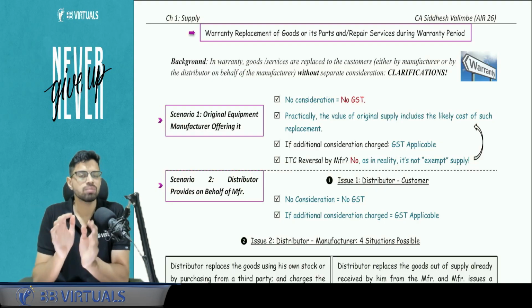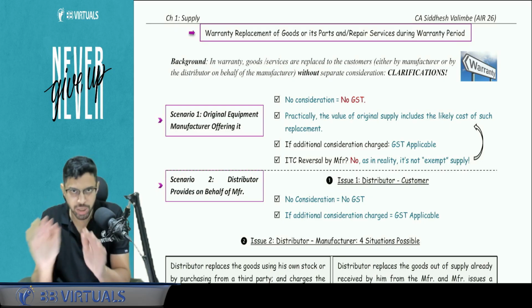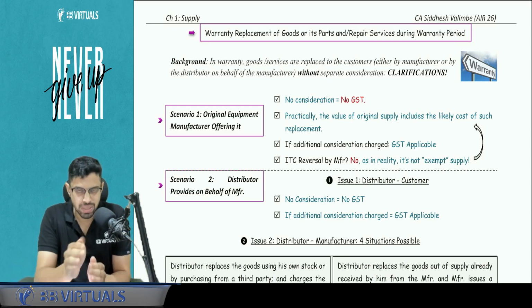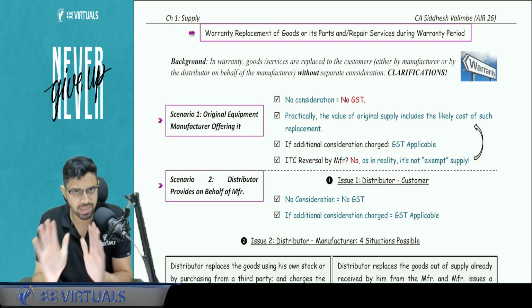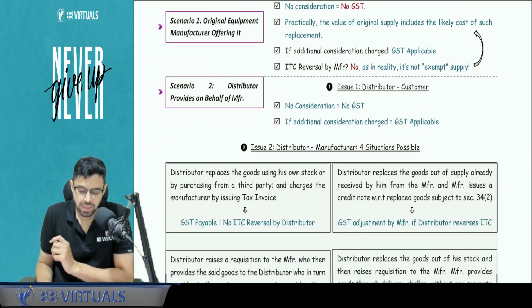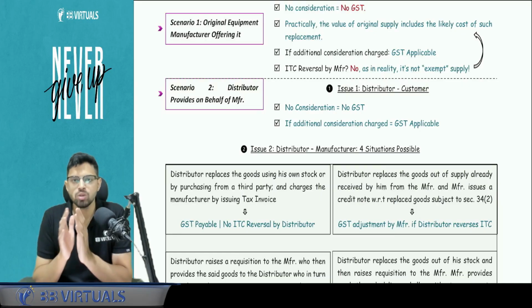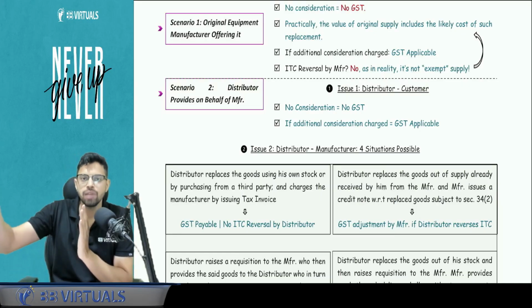In general, whenever something is free of cost, the parameter of consideration is missing. Since the consideration is missing, it will not be a supply. If there is not a supply, then there will be no GST implication. Is this correct? Yes. Now we will discuss various scenarios. Now, two scenarios are possible. Either I am buying directly from a manufacturer.